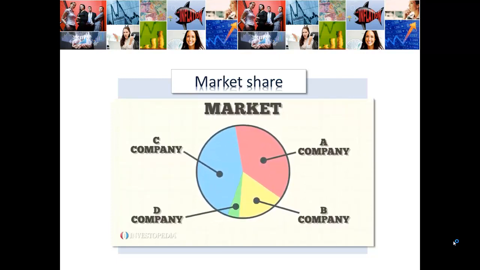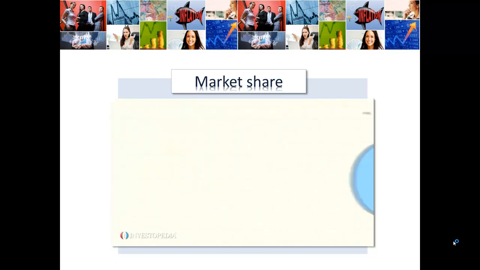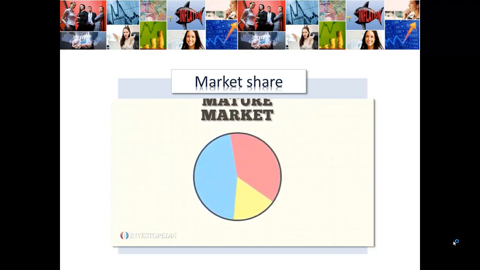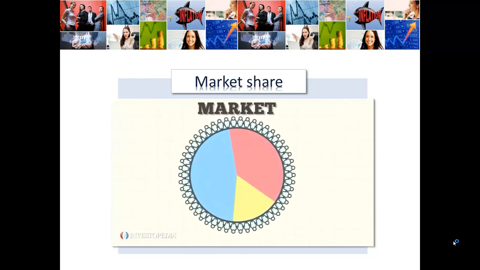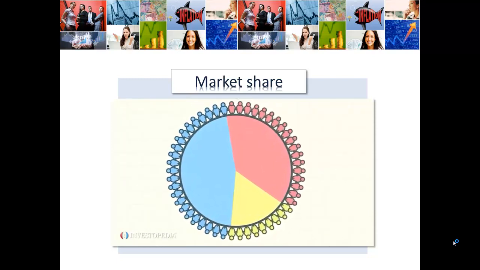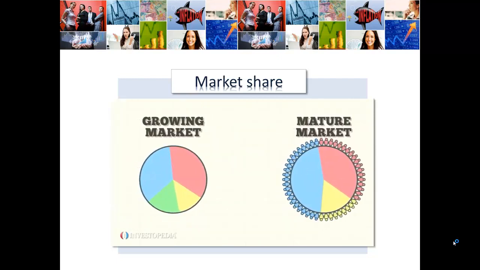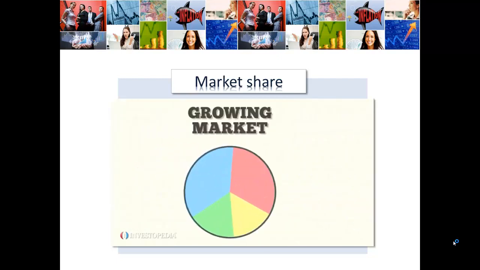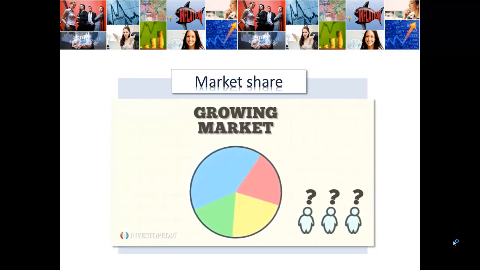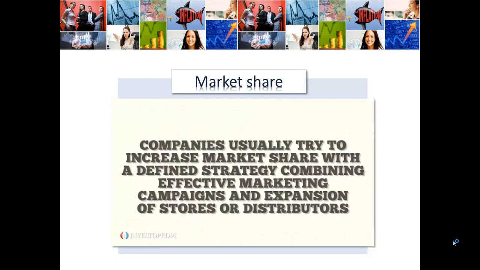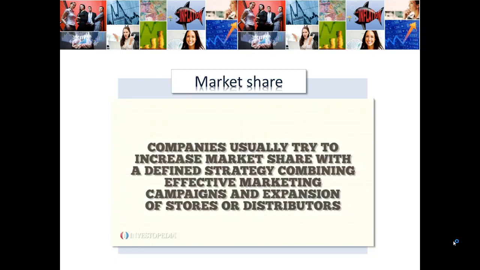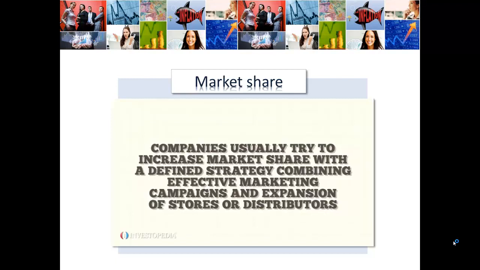Gaining market share is easier in a growing market than in a more mature one. Increasing market share in a mature market involves taking customers away from competitors, which is expensive because it involves changing customers' regular buying habits. It is much easier to increase market share in a growing market because new customers are entering the picture, ready to buy and try new products. Companies usually try to increase market share with a defined strategy combining effective marketing campaigns and expansion of stores or distributors.